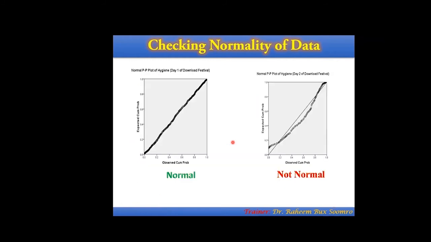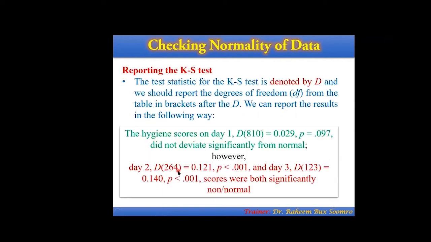Again, just to revise, there are two graphs, the PP plot of the hygiene data, because the data I'm referring to here has 3 days of data, day 1, day 2 and day 3. Now in day 2, see the data is non-normal, because most of the data points are circled, they are away from this line. That's why we say this data is non-normal. And here almost all data points are located on this line. That's why we say this is normal data.